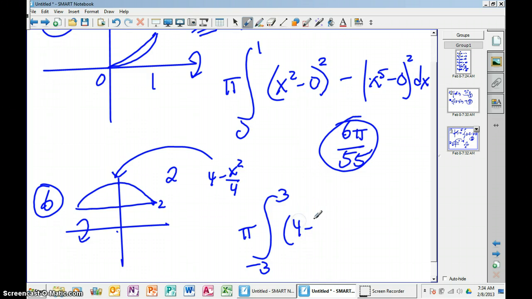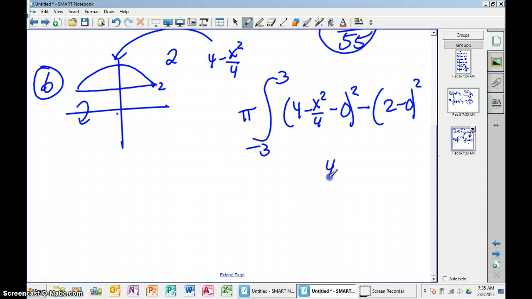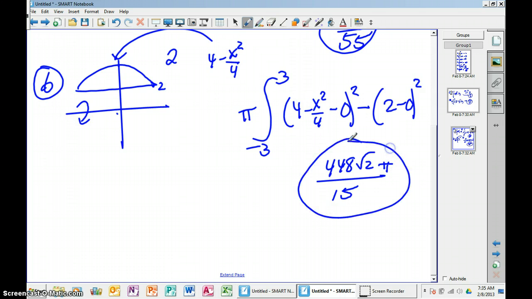So top minus the line. Okay. Then minus the bottom one minus the line. 2 minus 0 squared. That's it. So that actually becomes just 4 over there. When the smoke clears on this problem, it gets a little crazy if you do it without a calculator, but you should get 448 square roots of 2 pi all over 15. All right? So that turns out to be that answer. But like I said, once again, setup is most important.